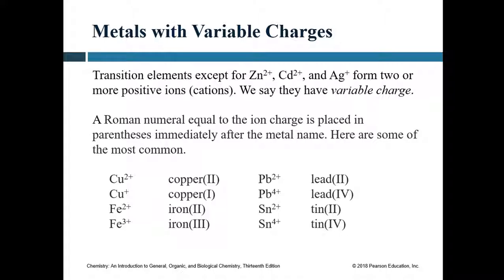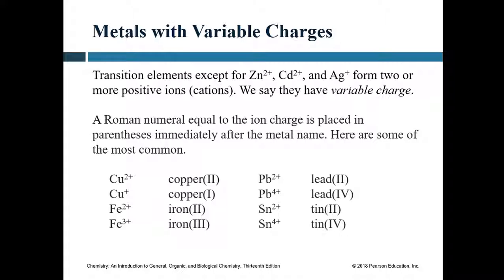Now transition elements, with some exceptions, can form 2 or more positive ions. And so they have a variable charge. If they have a variable charge, we have to then identify to people which one it is. And the way we do that is with Roman numerals. And so here are the most common ones that you deal with in this class. So you need to know that copper, iron, lead, and tin can be more than 1 charge. So because they can be more than 1 charge, every time you see one of those, you're going to have to put a Roman numeral next to the name if they give you the formula and ask for the name.